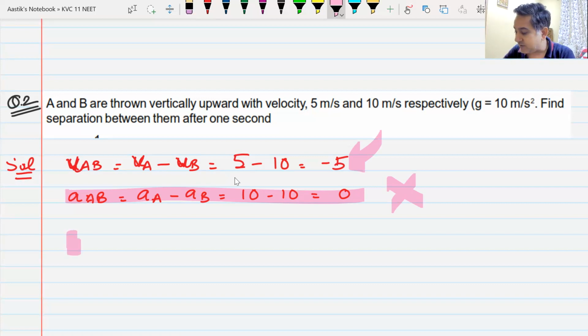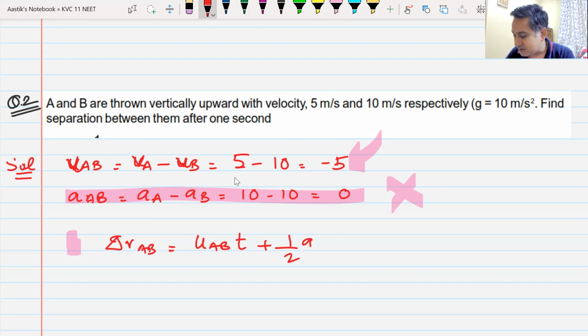So you can find out the displacement of A with respect to B, which will be equal to initial velocity of A with respect to B into T plus half acceleration of A with respect to B into T square. But this term does not come. You understand why? Because acceleration of A and B are both the same. So you just multiply 5 with T and the answer will be 5 meters. Do we understand this?